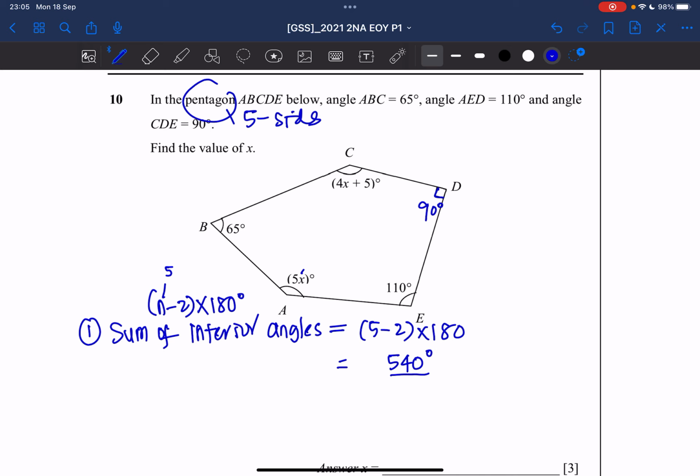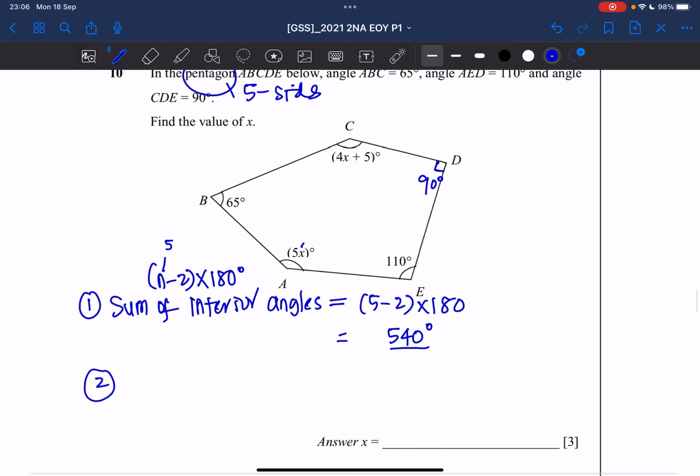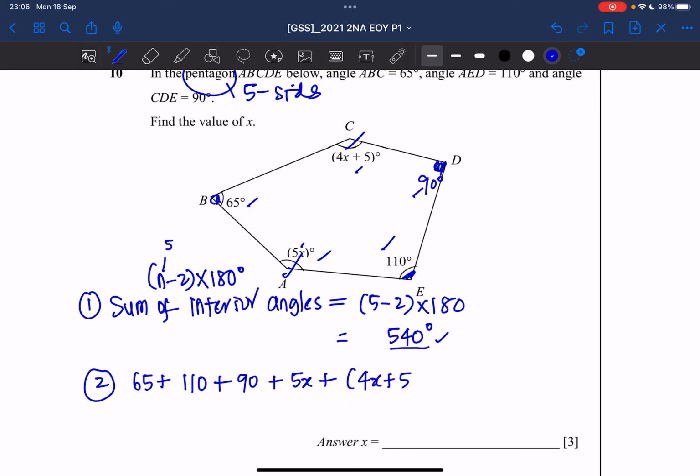Okay, then number 2, what you need to do is add all these numbers and let it equal 540. So 65 plus 110, let's put all the numbers together, plus 90. Then plus, this one taken, this one I already wrote. So now it is this and this. So plus 5x plus 4x plus 5 equals 540.